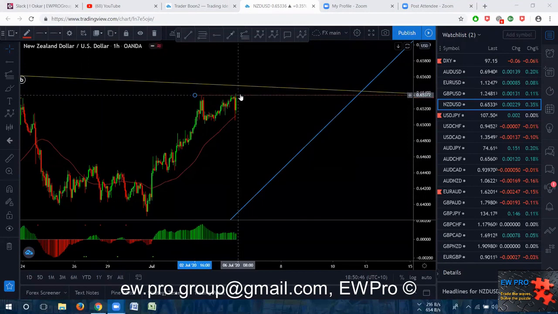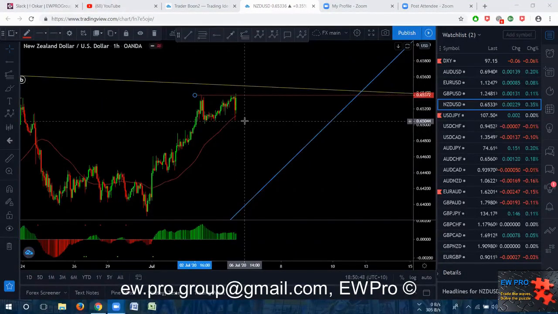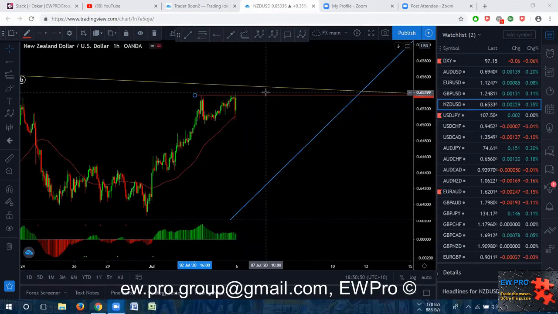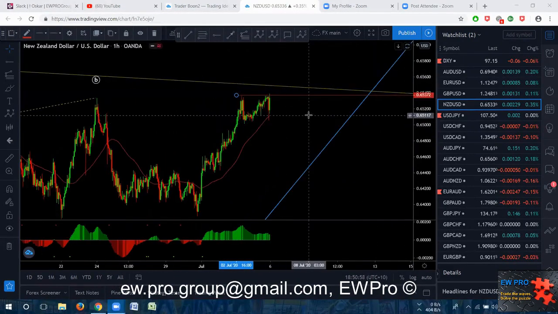If you are in the buy here, keep a tight stop loss. If it goes sideways for too long, just get out for break even or take a small hit on it and wait for a better setup, basically.